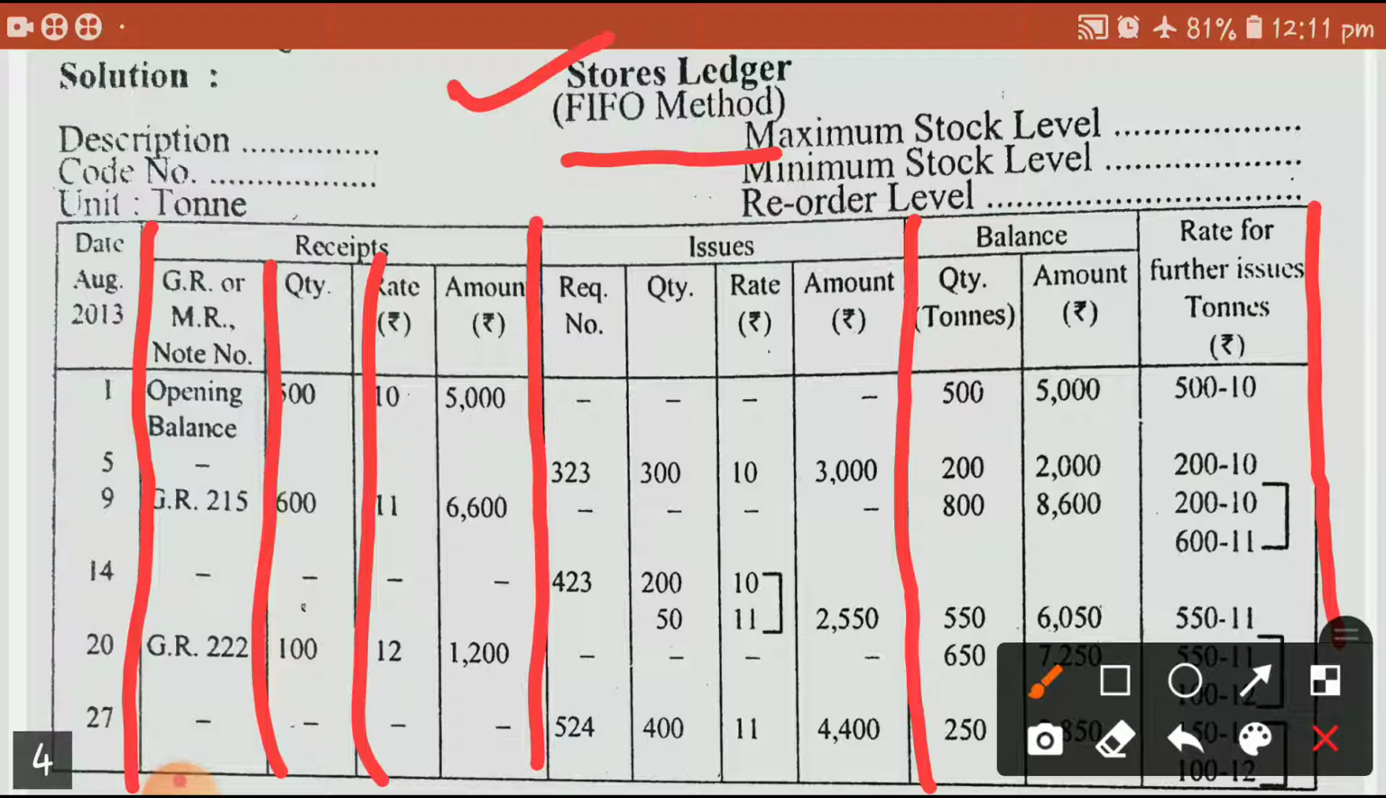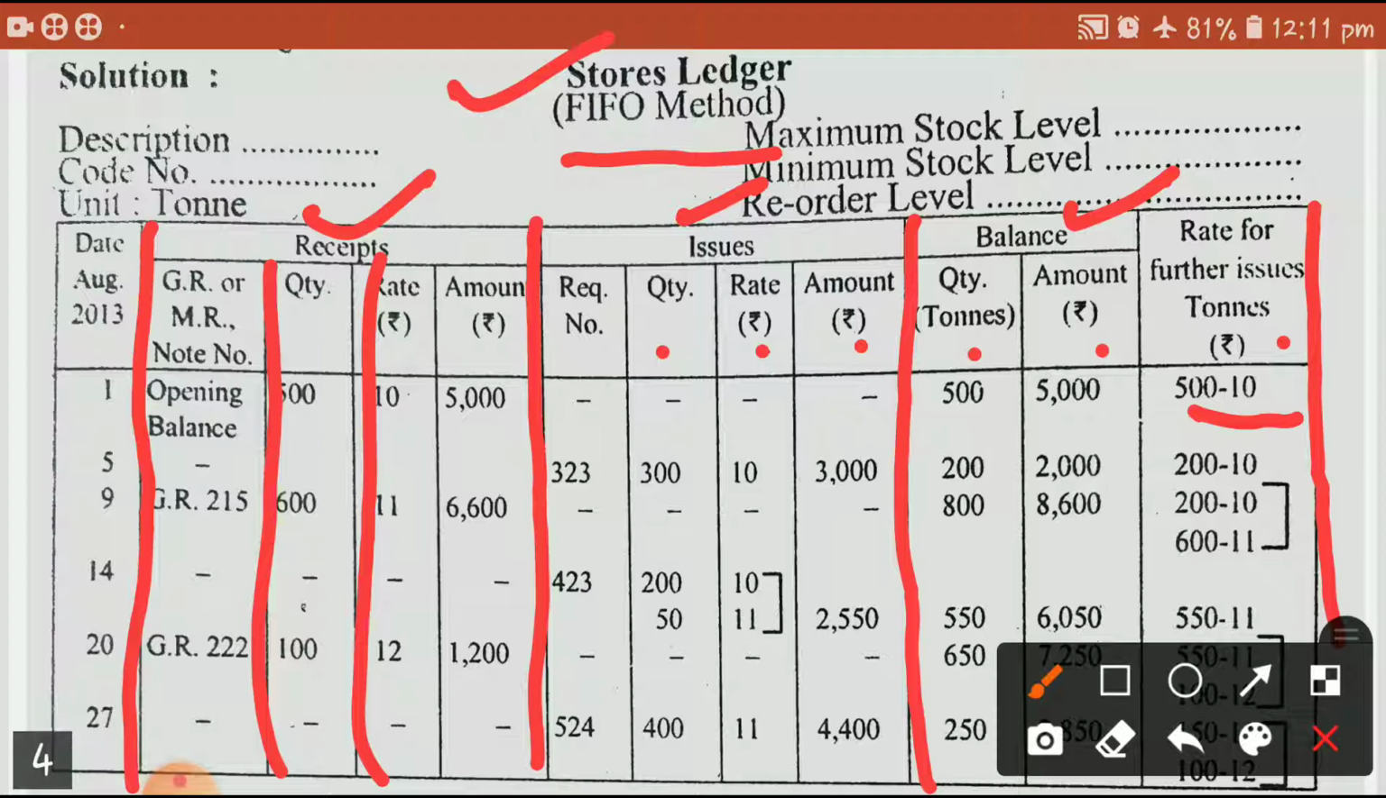The first heading is your receipt, the second heading is your issue, and the last is your balance. Each big column has three sub columns of quantity, rate and amount. In balance you have quantity, amount and rate for further issue. That means the balance amount will be issued at what rate, you have to show it here.